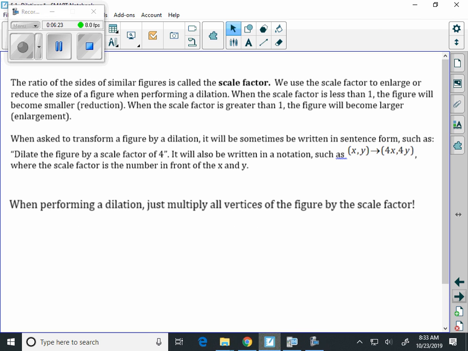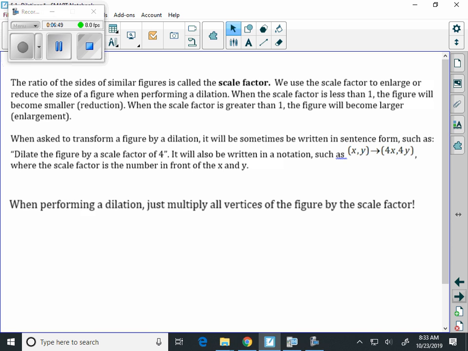The ratio of the sides of similar figures is called the scale factor. And we use the scale factor to enlarge or reduce the size of a figure when performing a dilation. When the scale factor is less than 1, the figure will become smaller. So typically it's going to be a fraction or a decimal. When the scale factor is greater than 1, the figure is going to become larger.